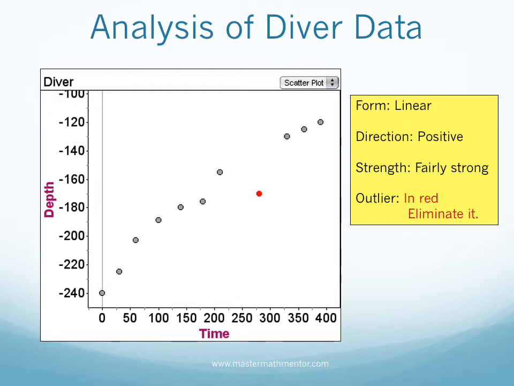When asked after he gets to the surface, the diver said that he dropped something along the way and went back down to retrieve it. For that reason, you decide to eliminate the outlier.